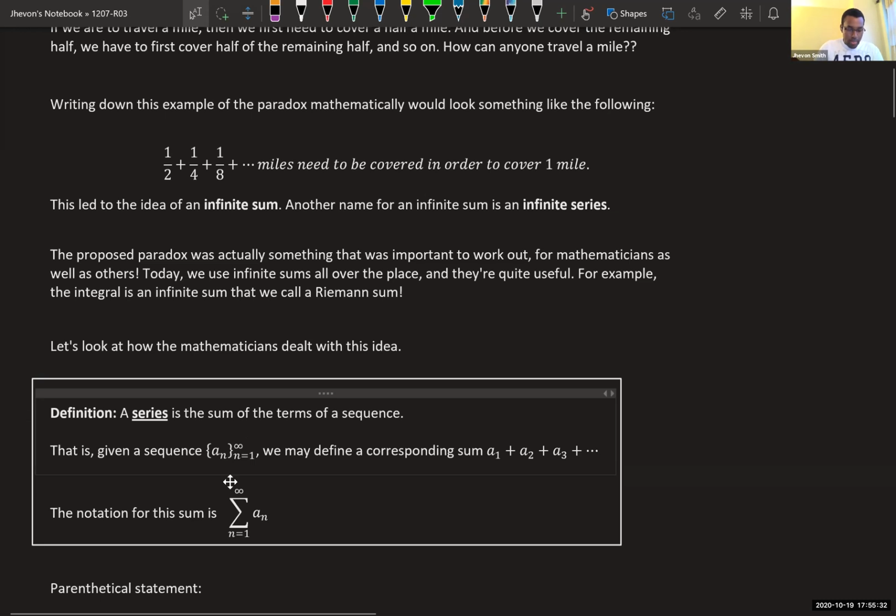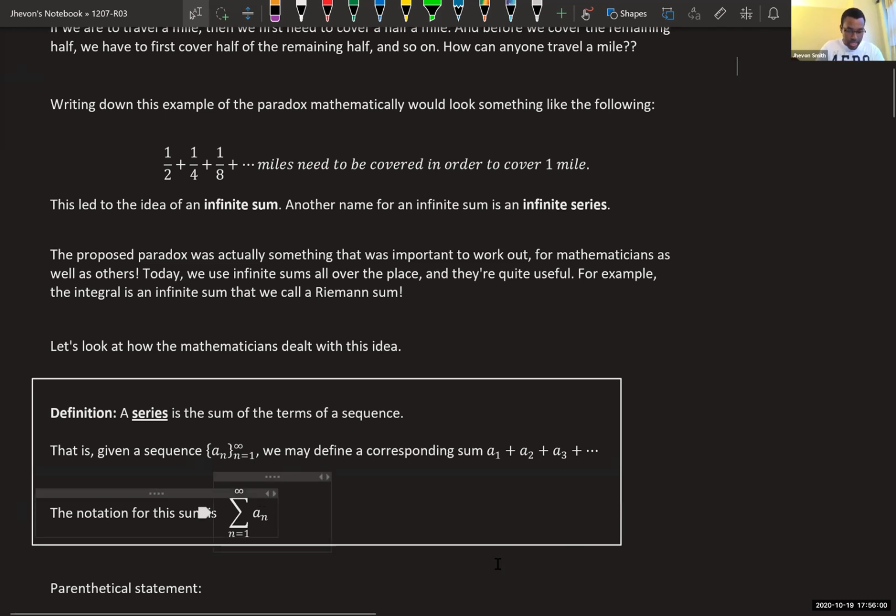Whenever you have a sequence a_n, where the terms are a_1, a_2, a_3, etc., I can add all these guys up, a_1 plus a_2 plus a_3 plus a_4, and that gives us what we call a series. That's going to happen all the time today. It's the sum of the terms. Now, if that list happens to be infinite, you get an infinite series.